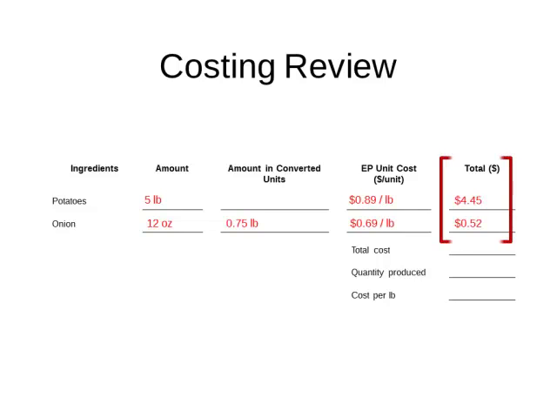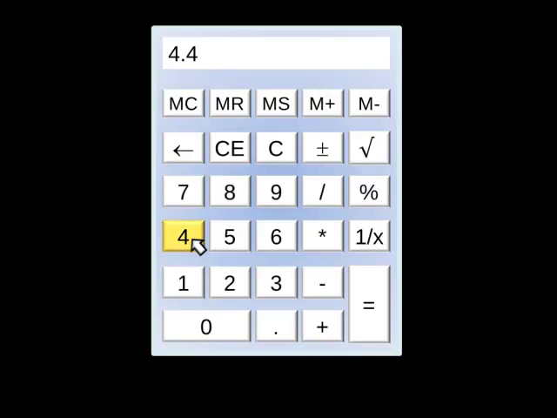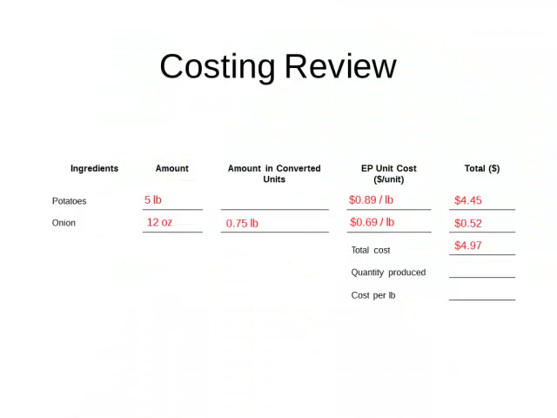To complete our recipe cost, we add together all of the individual ingredient costs. So 4.45 plus 0.52 equals 4.97. Thus we know the total cost of our ingredients is $4.97.